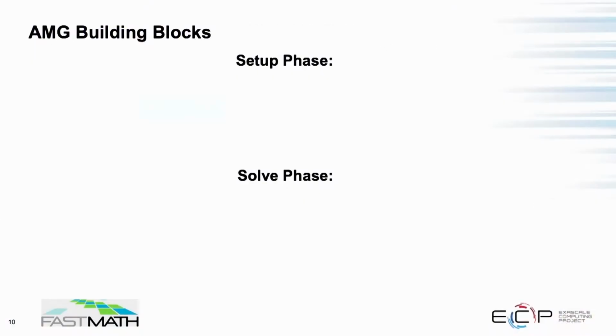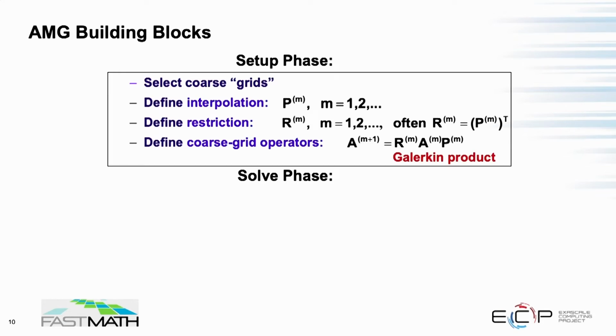So algebraic multigrid has two main phases. We have a setup phase and then a solve phase. In our setup phase, we are constructing our coarse grids, again in air quotes, where we're using the graph representation of our matrix to determine the set of coefficients which we should restrict to our coarser level. In this phase, we're also defining our interpolation operator, which is figuring out the right way to interpolate our error. And we're also determining our restriction operator.